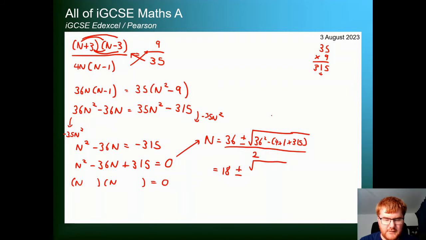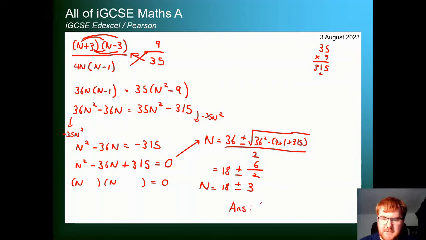It is equal to 6, so not square root of 6, just 6. That's nice. So 6 over 2. That then gives us 18 plus minus 3. So our final answers here.